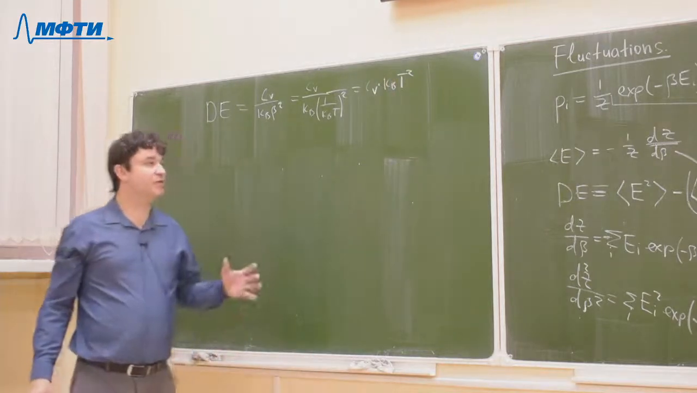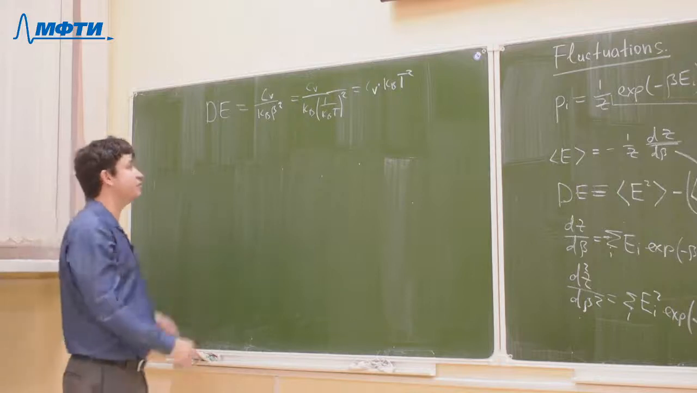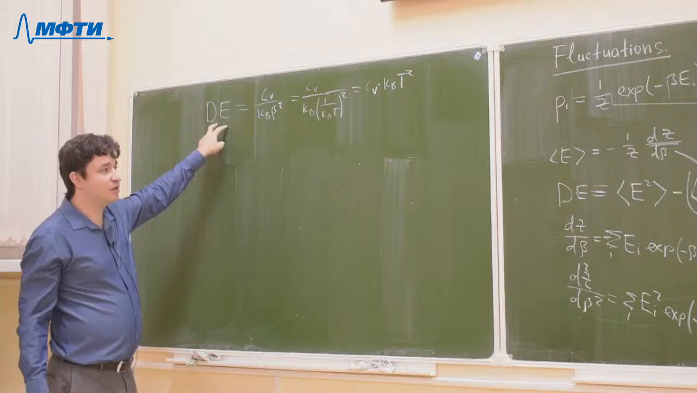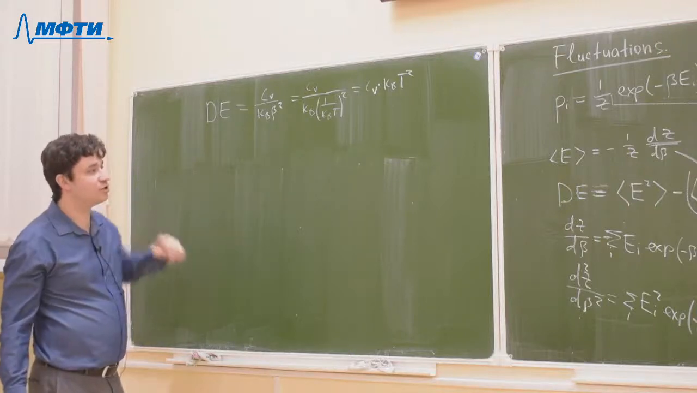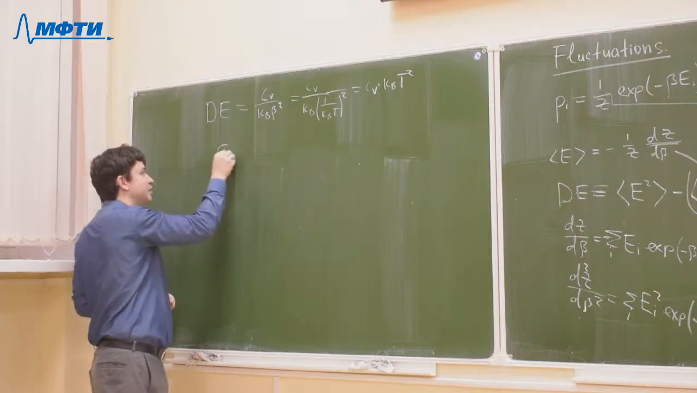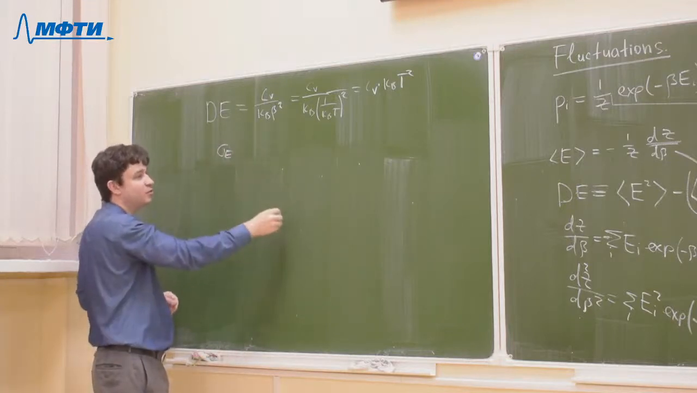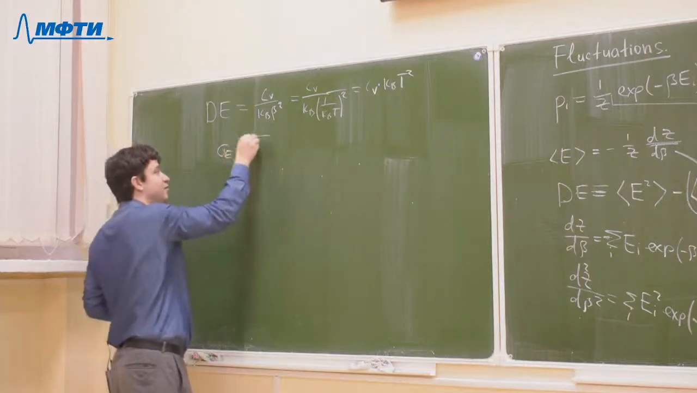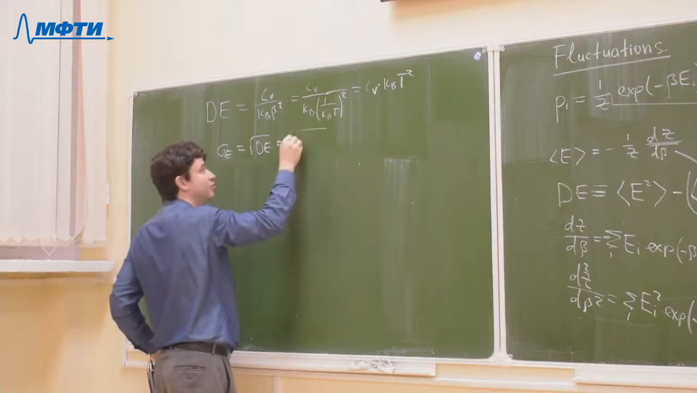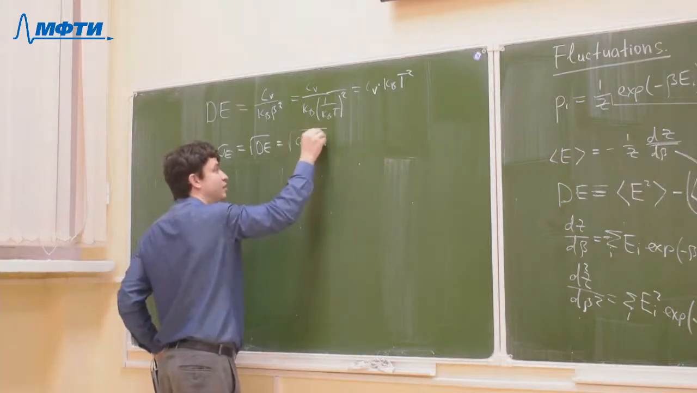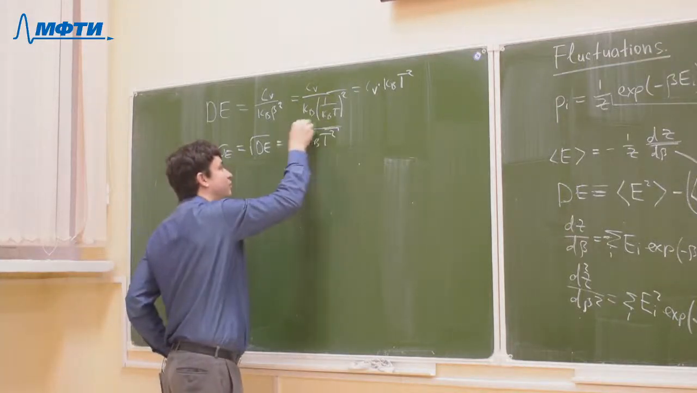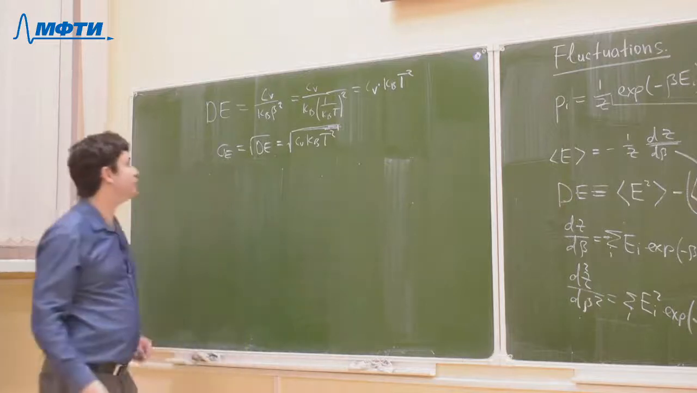So this is one of the most general laws regarding the fluctuations of energy. The variance of energy is related to the fluctuation of energy. Fluctuation can be understood as the standard deviation of energy from its mean value, and this is the square root of dE. That gives us the square root of CV kB T squared. So that's the final formula.